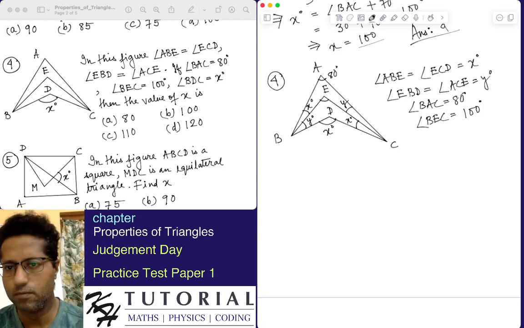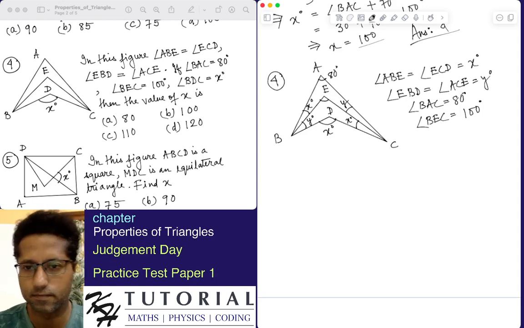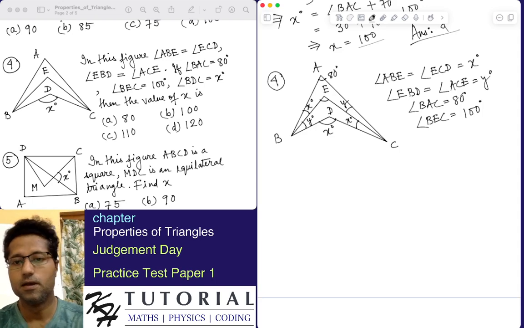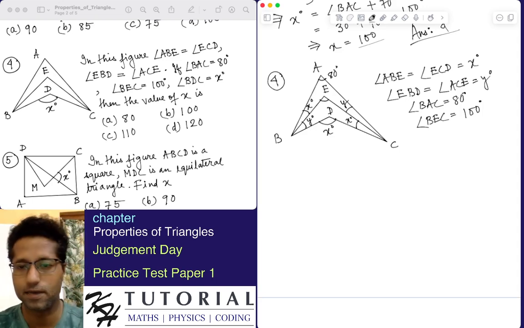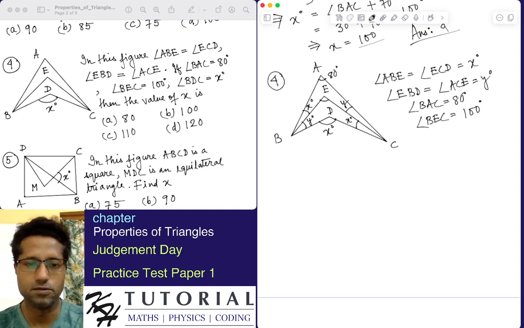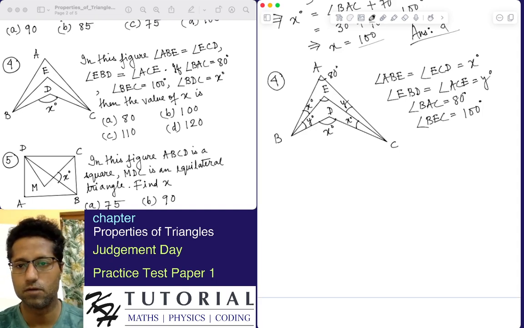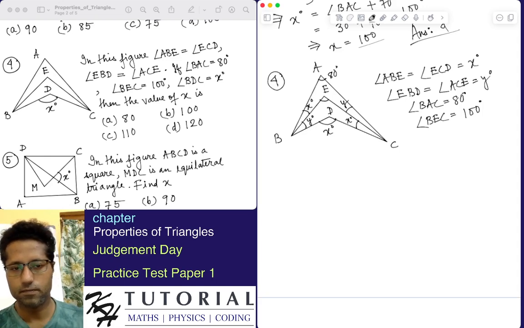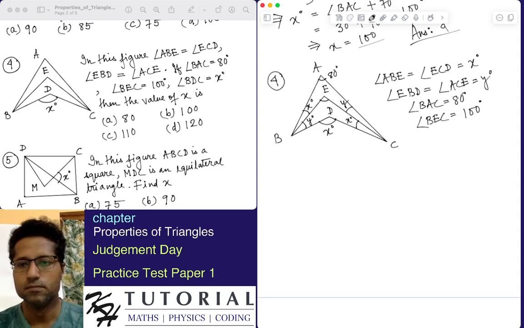Now a particular problem can be solved in various ways. You can make different types of diagrams, different types of figures by connecting some points or creating some segments. In that way, you will have different methods with different steps to solve the problem. So it is fine. Whichever way is suitable for you, utilizing all your knowledge or concepts of the properties of triangles, you can follow your method.